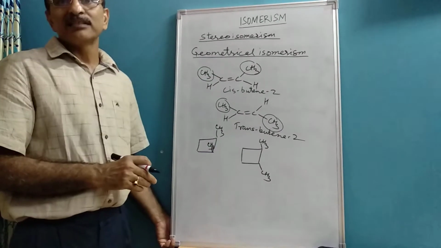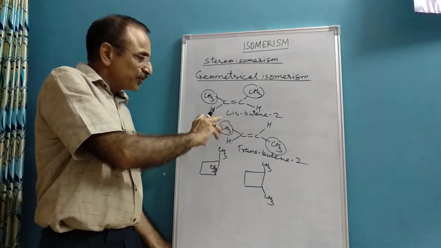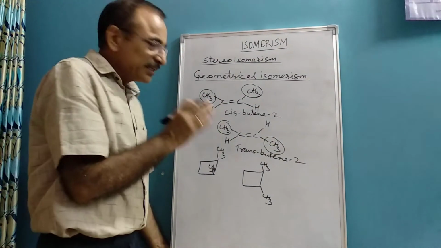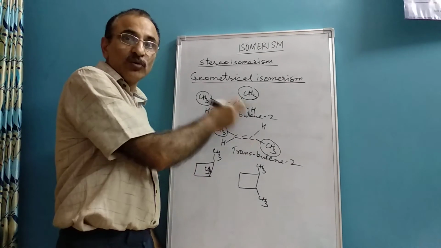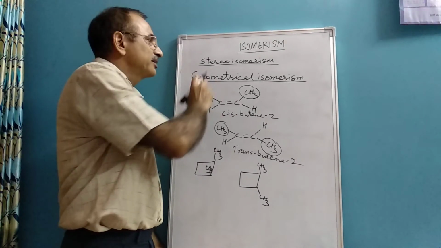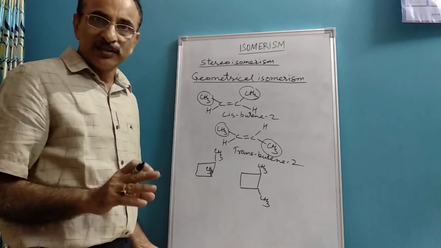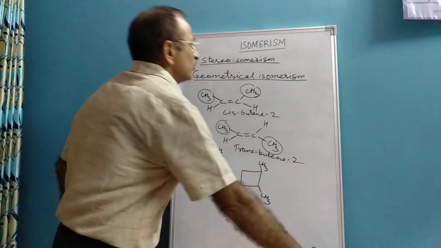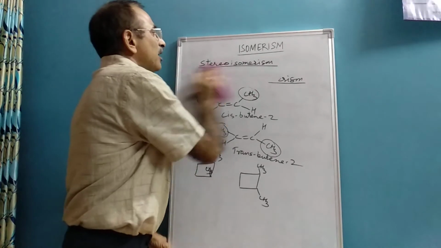Therefore, easily we can say that geometrical isomerism is due to different orientation, different place of similar groups. If they are on the same side, it is cis. If they are on opposite side, it is trans. Now we are coming up to next stereoisomerism. That one is optical isomerism.